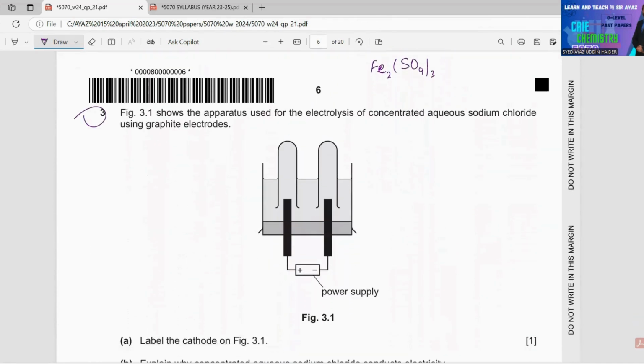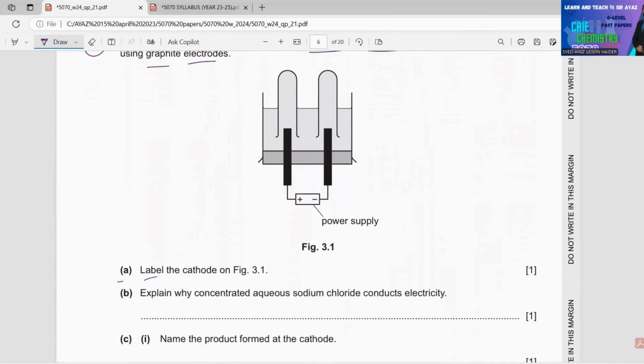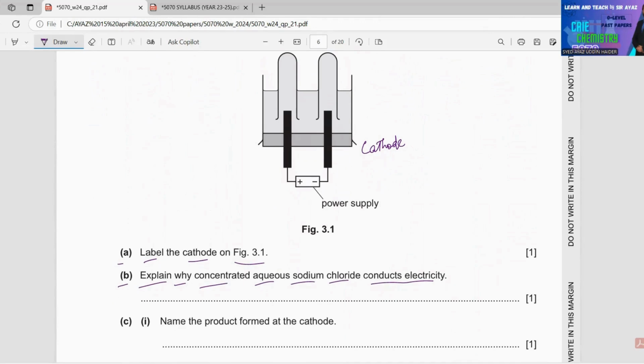Question number 3. Figure 3.1 shows the apparatus used for the electrolysis of concentrated aqueous sodium chloride using graphite electrodes. So here's a graphite electrode. A, label the cathode on figure 3.1. Cathode is the negative electrode, so this must be the cathode. B, explain why concentrated aqueous sodium chloride conducts electricity. It must be due to the presence of mobile ions. In aqueous solution, you have mobile ions. That's why it conducts electricity.